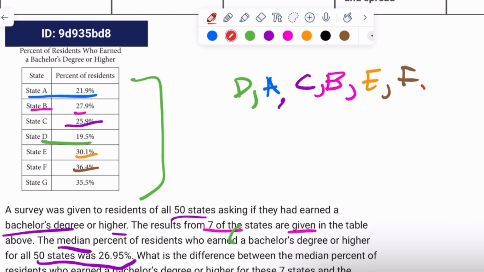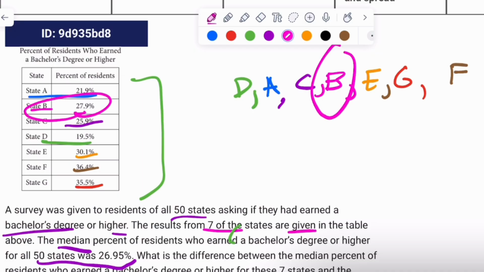and the highest of these 7 is, oh wait, no, actually I messed that up. So F is the highest, 36.4, and G is the second highest. So D, A, C, B, E, G, F of these 7. So the middle one is the B, and that would be 27.9.